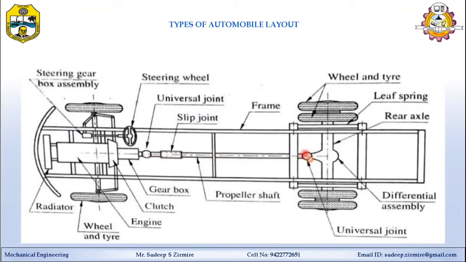This propeller shaft consists of two universal joints and one slip joint. It transmits the torque from the gearbox shaft to the final drive, and also adjusts to the different inclinations when the vehicle comes across bumps or shocks. For that purpose only, two universal joints are provided in the propeller shaft.